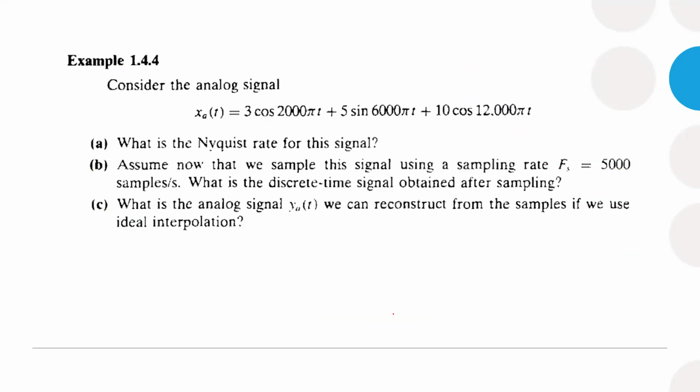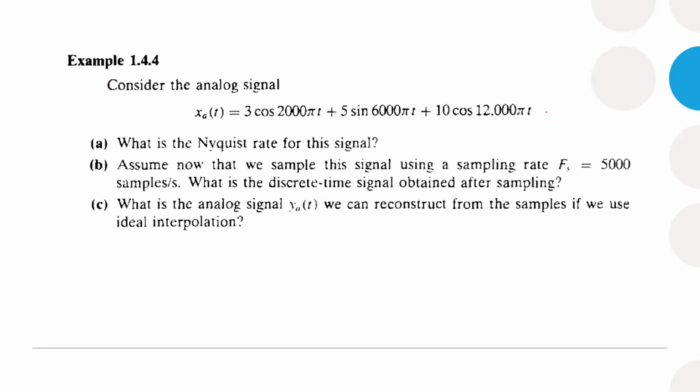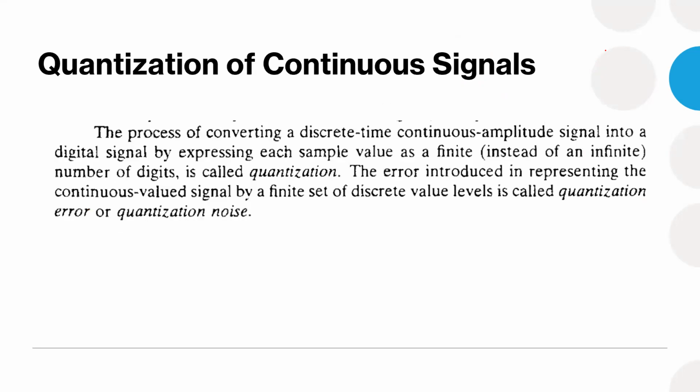Now consider an analog signal xa(t) equal to 3 cos 2000πt plus 5 sin 6000πt plus 10 cos 12000πt. This problem is exactly similar to this one, so you have to practice this problem at home by yourself.